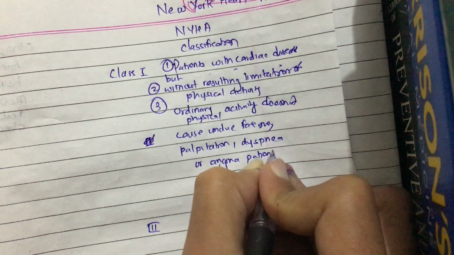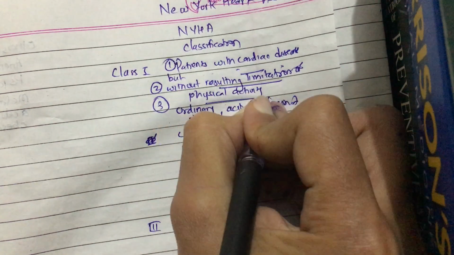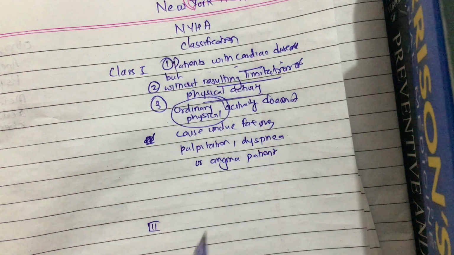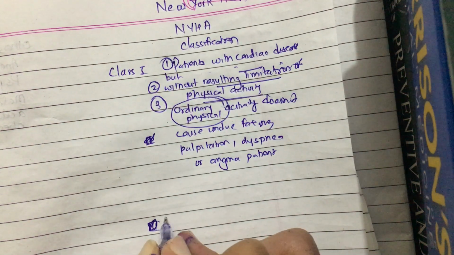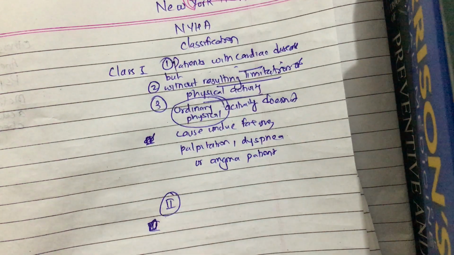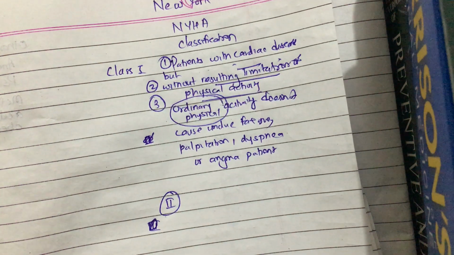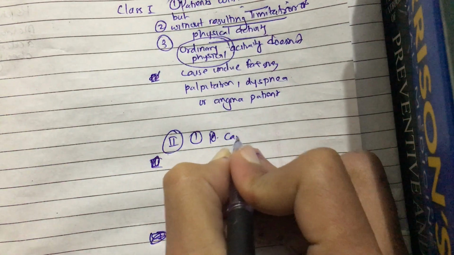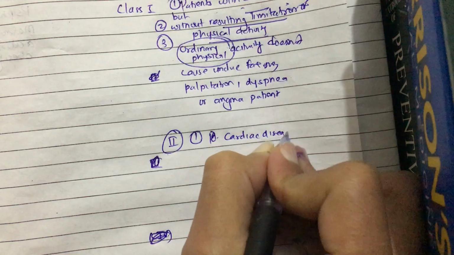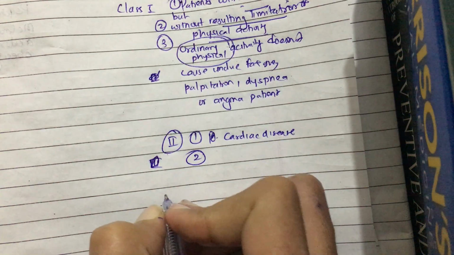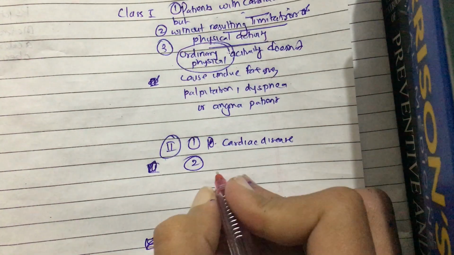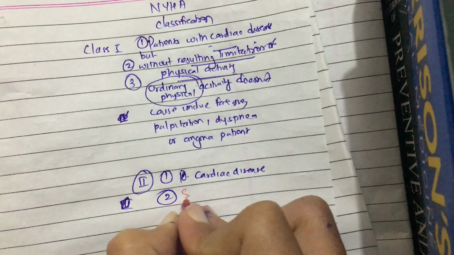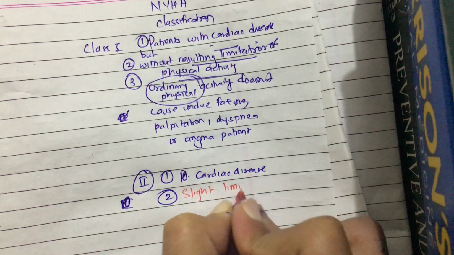So the patient only has cardiac disease. There is no limitation to the physical activity. That means he can perform any physical activity, and ordinary physical activity does not cause any undue fatigue, palpitation, dyspnea or anginal pain, okay. And NYHA classification 2 means this patient also has cardiac disease, okay, but he has slight limitation to the physical activity. In NYHA classification 1, there was no limitation to the physical activity. There is slight limitation to the physical activity.